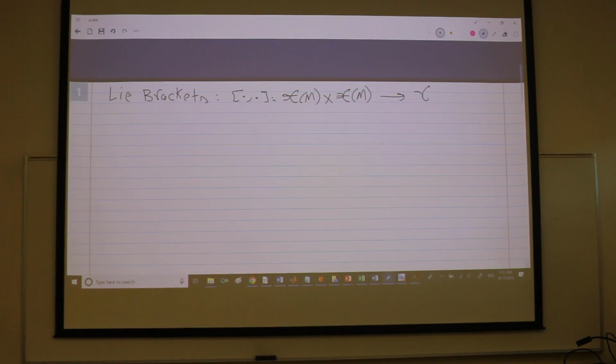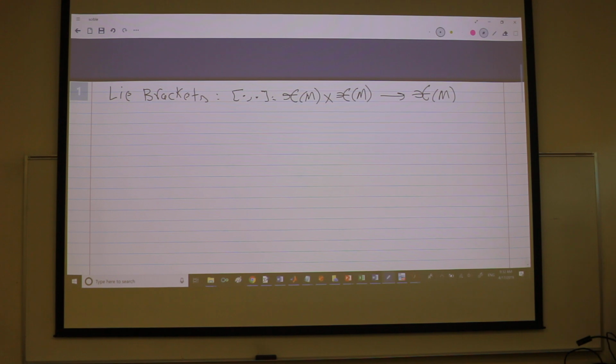It gives you back a vector field. So it defines a way of multiplication. It gives the structure of an algebra to vector fields. So think of it as multiplication. So we define the bracket between two vector fields in coordinates.